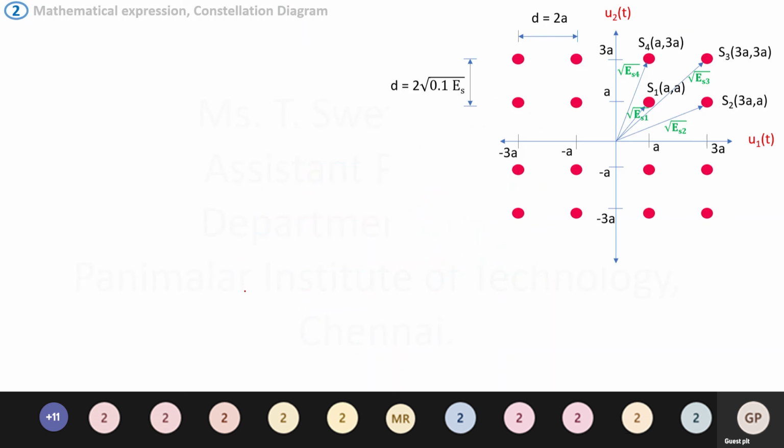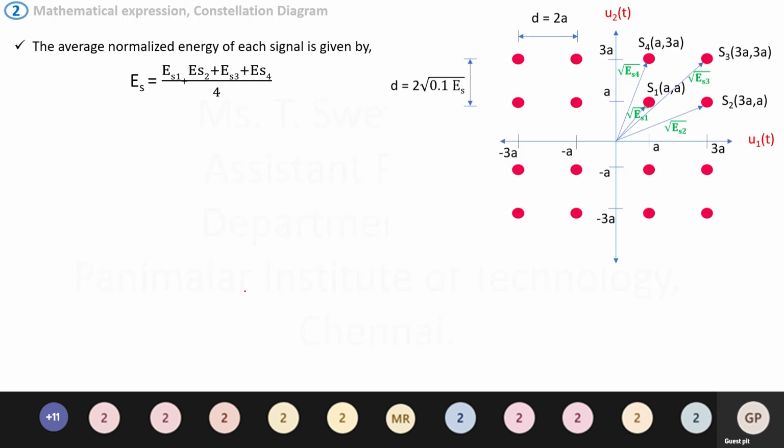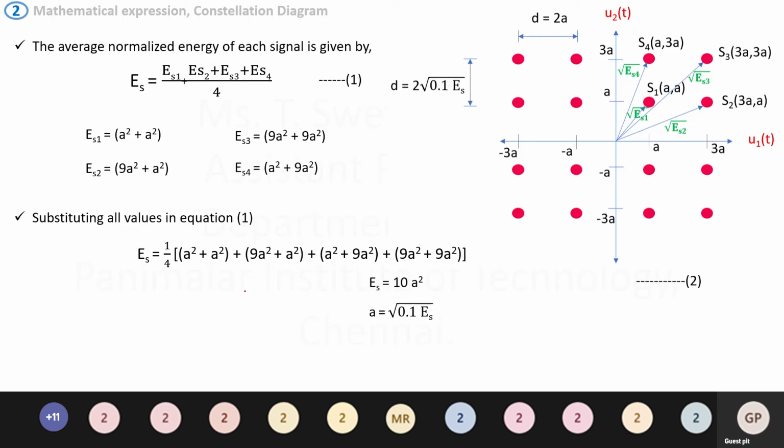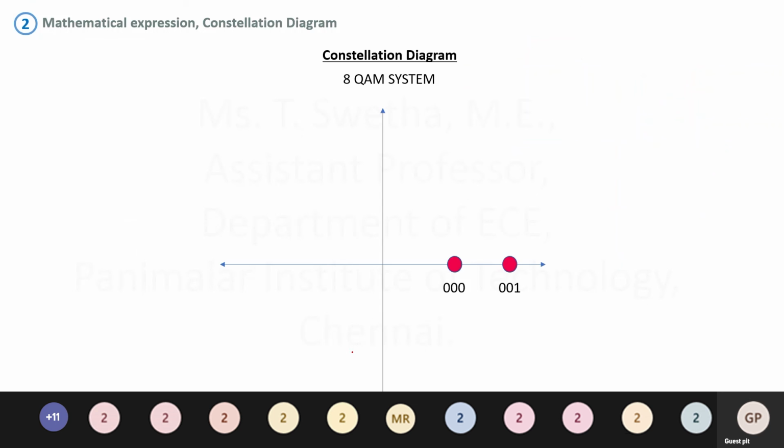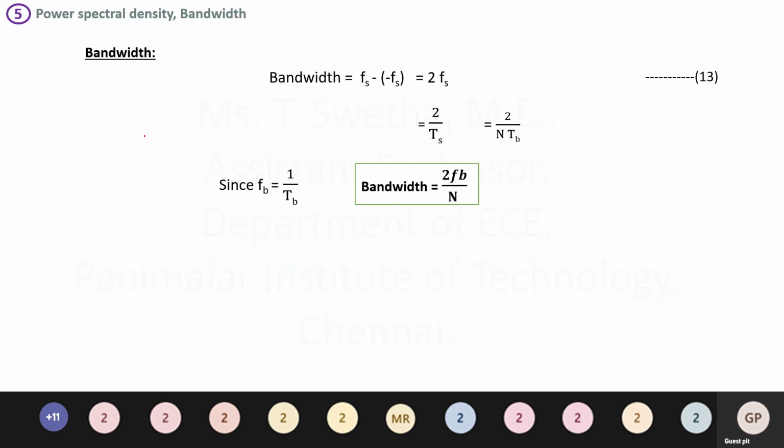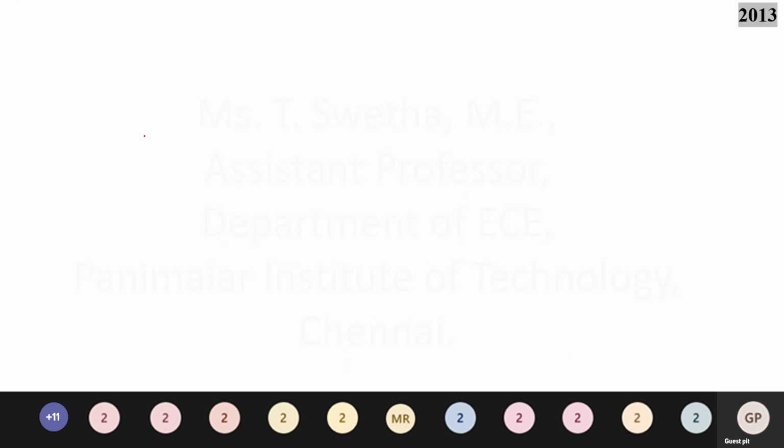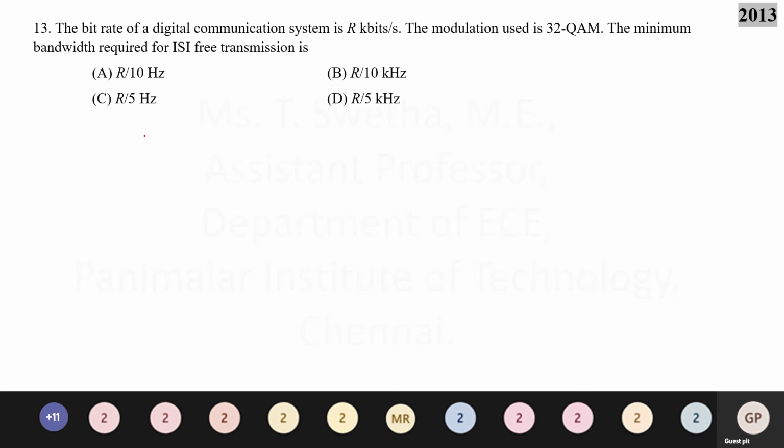So similarly we can calculate the energies. Once you calculate, we can calculate the distance as well. So Es is equal to 4b here. Okay, so this is for 8 QAM, which has 8 points. Previously we have seen for 16 QAM. Okay, and the bandwidth formulas, and as you can see, we'll see the question, only one question that is asked under QAM, that is in 2003 they have asked.